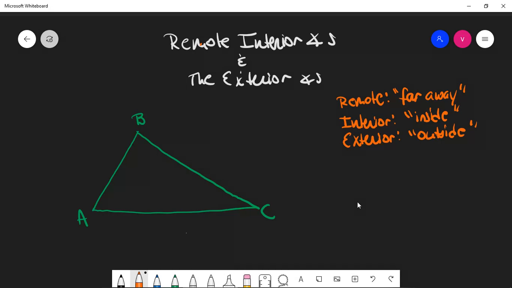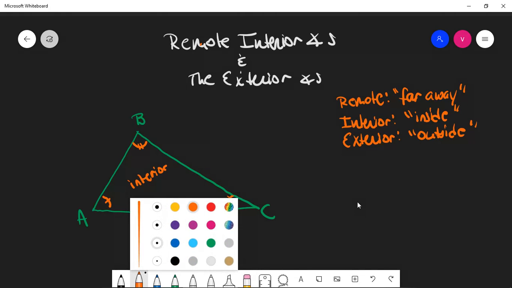Okay, so we have interior angles of a triangle. Here you have triangle ABC. So I'm going to draw those. You have angle A, angle B, I'll do that with 2 marks, and angle C, I'll do that with 3 marks on it, okay? So you have 3 interior angles. These are interior. They are inside the triangle.